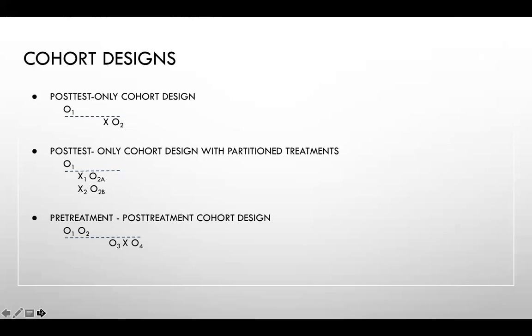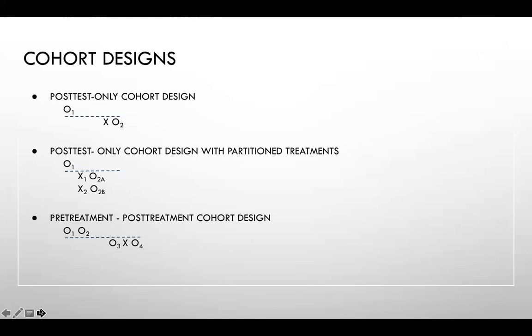Next, we're going to look at the post-test only cohort design with partitioned treatment. Here you see that O1 is the first post-test given to the first cohort. X1 and X2 are different levels of treatment. O2 is the post-test given to all members of the same cohort regardless of the level of treatment. This post-test only cohort design can be strengthened by the partitioning of treatment, which involves giving differing amounts of treatment to differing groups. So X1 and X2 may have been different amounts of treatment, which is going to affect your O2.